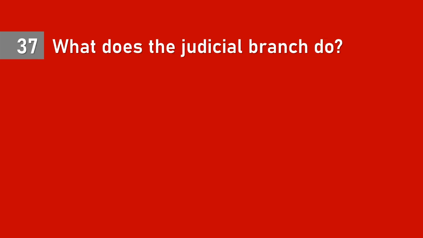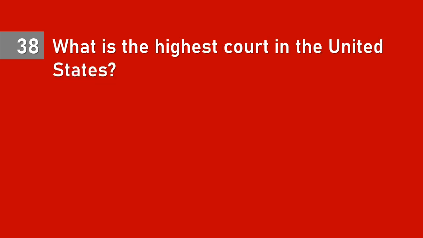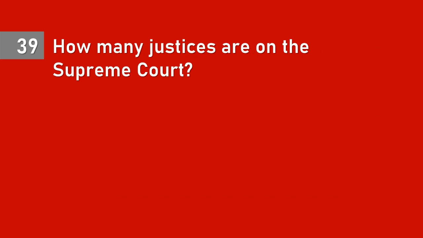Question 37. What does the judicial branch do? Reviews laws, explains laws, resolves disputes, disagreements, decides if a law goes against the Constitution. Question 38. What is the highest court in the United States? The Supreme Court.